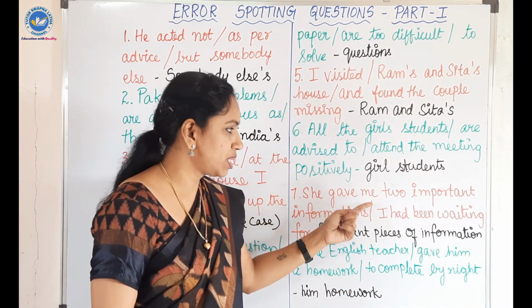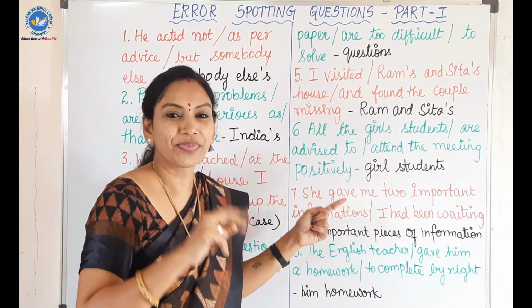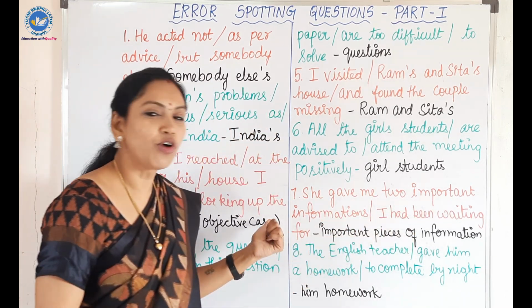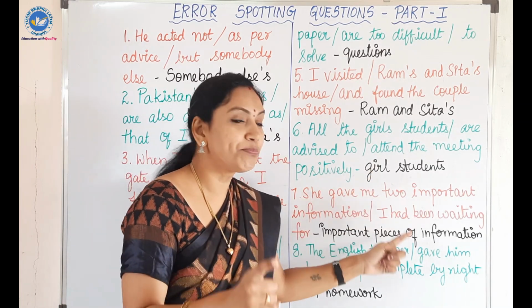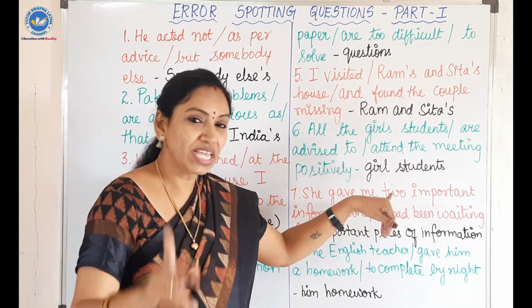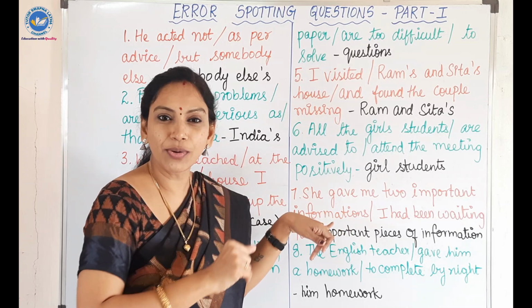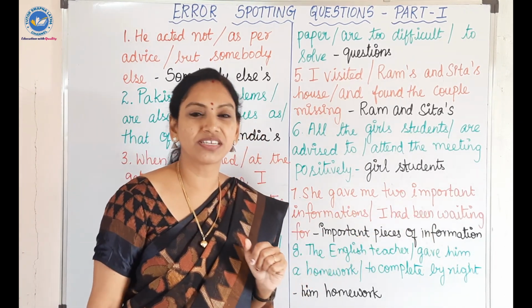Next, seventh one. She gave me two important informations I had been waiting for. Note down, friends. She gave me two important information. You may ask me, ma'am, they have given two, it's plural only. Why can't I add S to information? Why have you written important pieces of information?